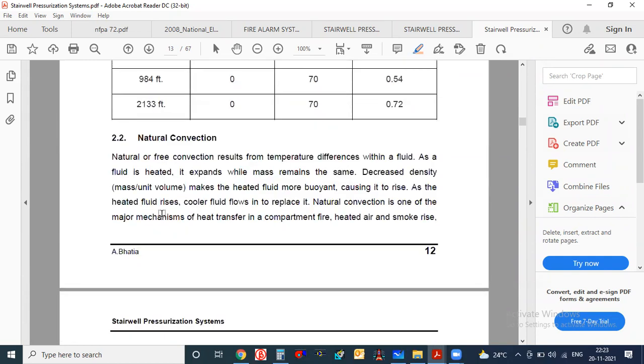Impact of building height on stack, natural convection. Second point, it results from the temperature difference within a fluid. As a fluid is heated, it expands while mass remains the same. Decreased density makes the heated fluid more buoyant, causing it to rise. So here maybe any liquid, fluid, even air is a fluid if you consider in that term. So maybe here it is talking about that thing.